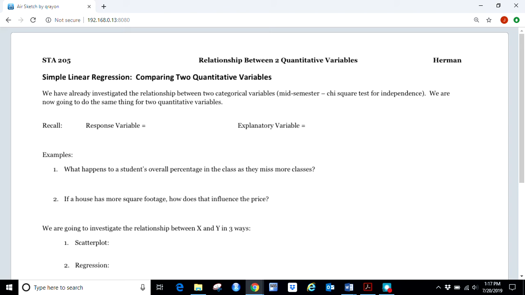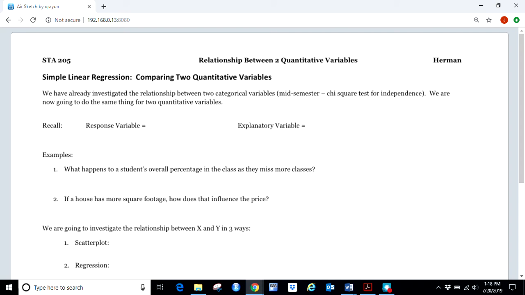We then shifted to quantitative data and investigated just looking at one quantitative variable when we investigated one mean, or mu. Then we looked at having both one categorical variable and one quantitative variable when we talked about independent versus paired means, as well as analysis of variance.